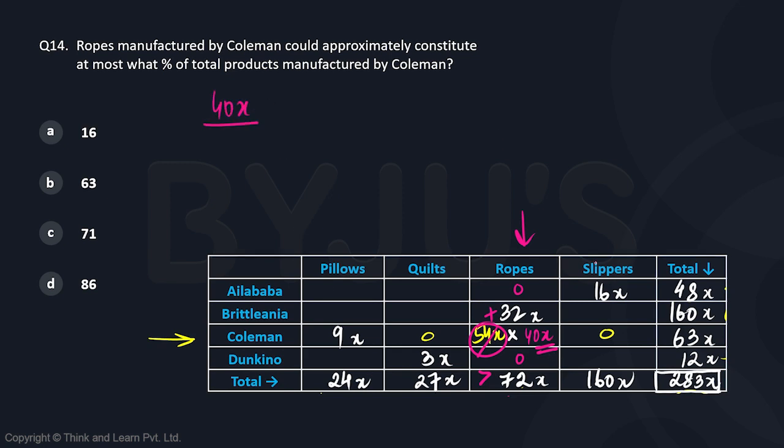Out of total products manufactured by Coleman being 63x, which is going to be approximately 63%. Reason being 40 by 60 is 66%. So 40 by 63 should be less than 66%. So the correct answer is going to be option B.